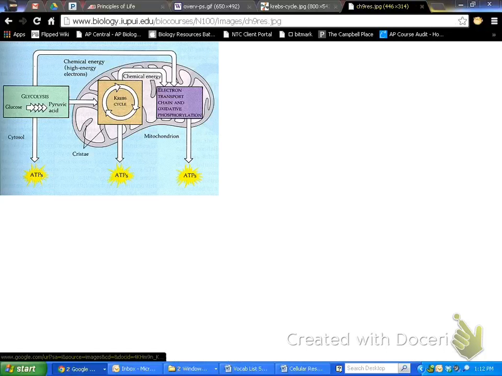What does ATP look like? ATP? On to that in a second. So again, this right here is the entire steps of respiration. We're going to break these down. And notice there's basically 3 parts.